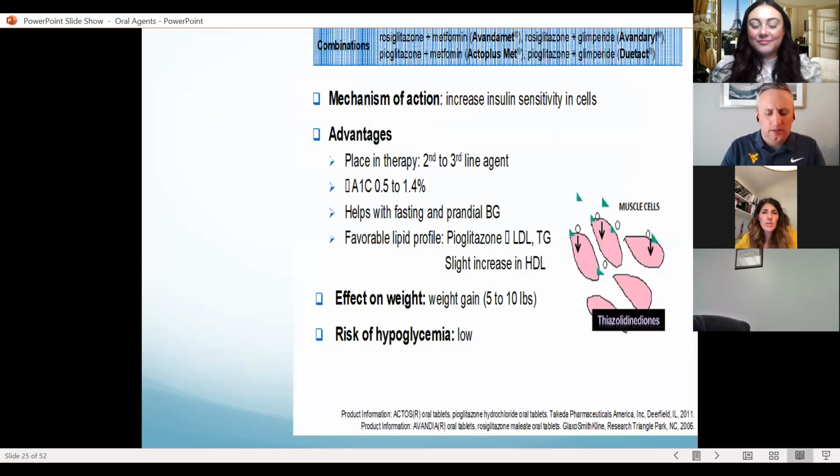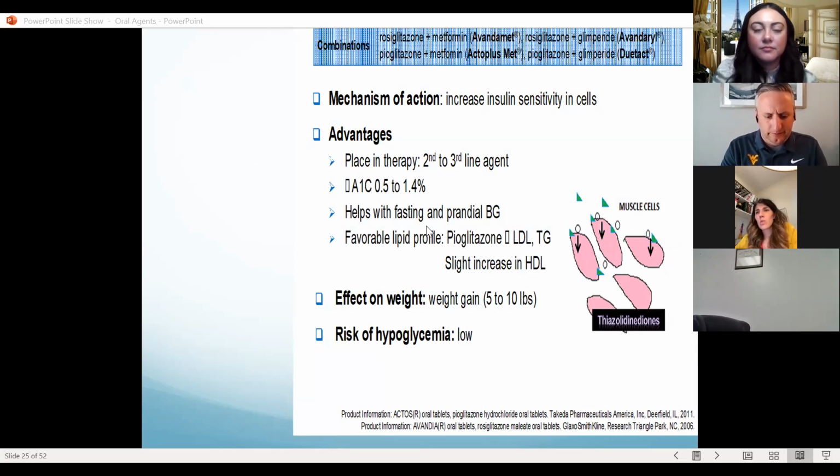Next slide, please. So I can't read the top of this one. I hope you guys can, but this is the thiazolidinedione class. And the way that these work is they increase the insulin sensitivity in cells. And again, probably second to third line agent, mainly because of cost. And again, lowering your A1C.